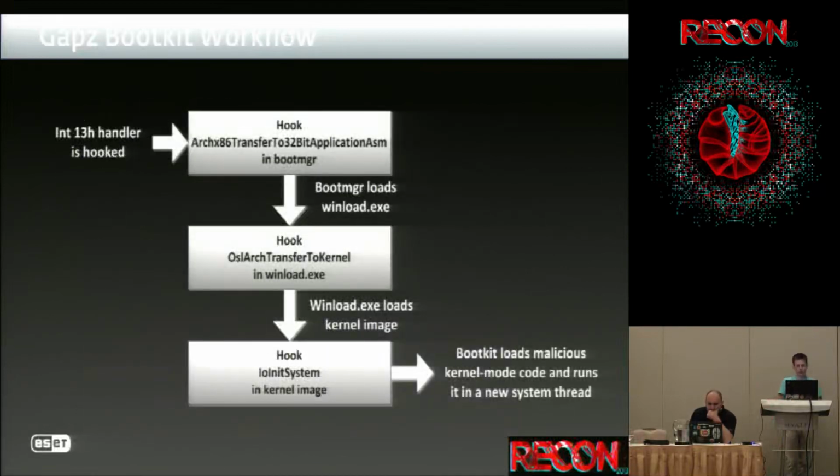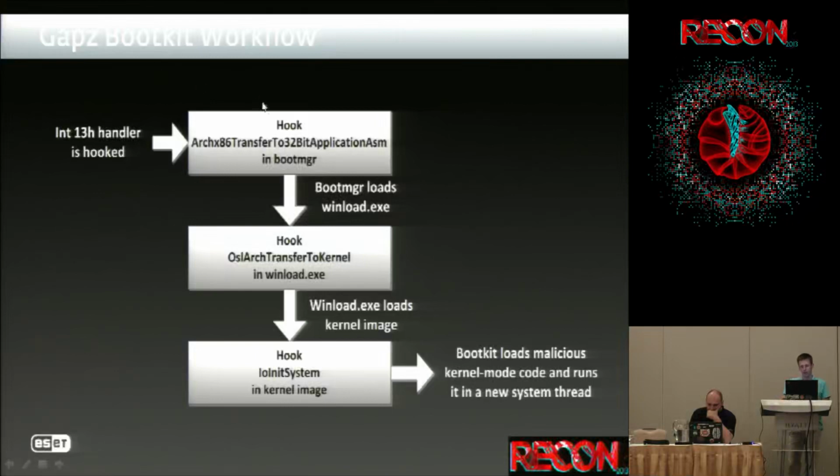So here is the graph which depicts the bootkit process. It starts with hooking interrupt handler 13, and then it waits until the boot manager is loaded. As soon as the boot manager is loaded, this routine is patched, just by modifying the binary base. And here, this routine waits until winload.exe is loaded. As soon as winload.exe is loaded, this routine is hooked in winload.exe, which in turn is used to wait until the kernel image is loaded.